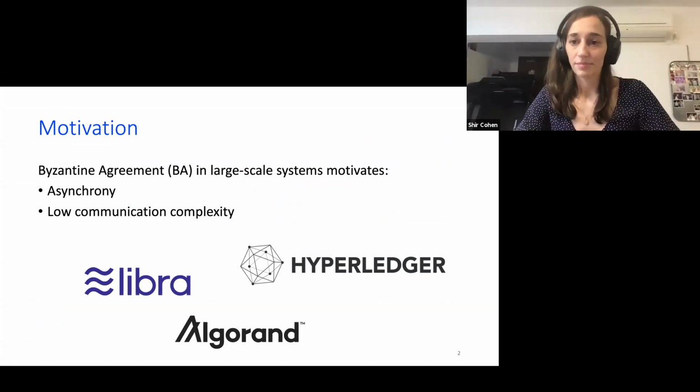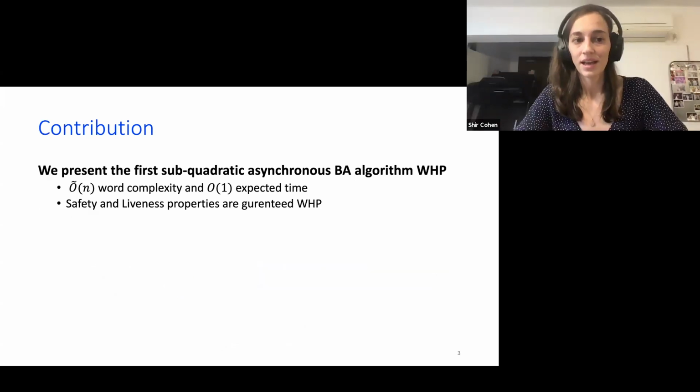From the FLP result and the Lev-Reichuk lower bound, we know that we cannot solve it in sub-quadratic communication in asynchrony with any deterministic protocol. So we'll have to settle for a randomized algorithm. And this is exactly what we do. We present the first sub-quadratic asynchronous Byzantine agreement with high probability.